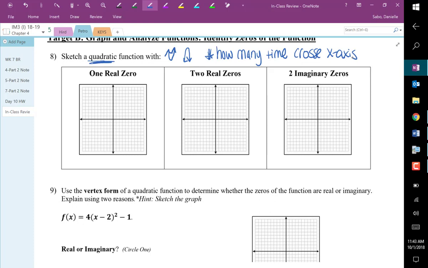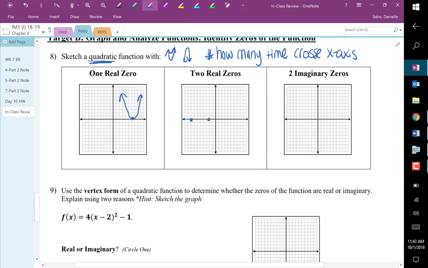Okay, so for 1 real, I can just draw something like this. Whatever you have is fine, as long as it only crosses at 1 time. Again, you could have drawn something completely different than what I did. Now 2 real, again, doesn't matter.